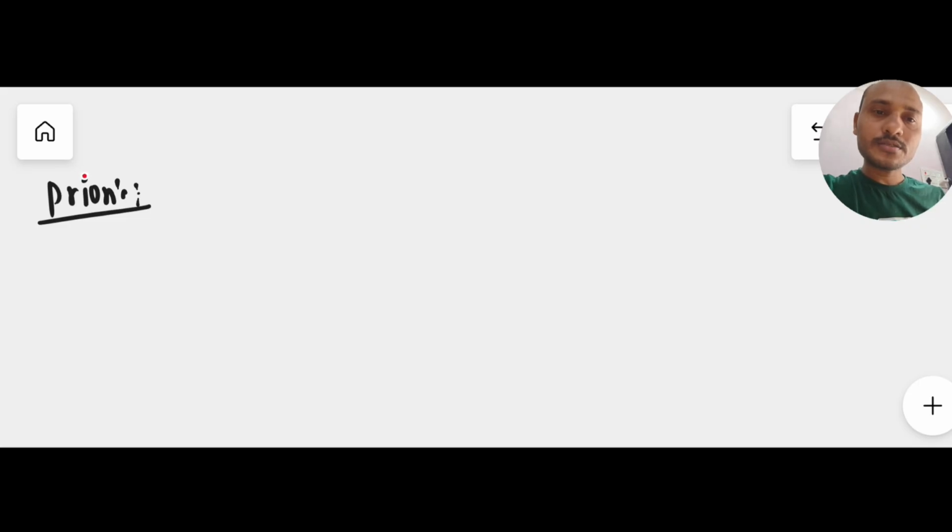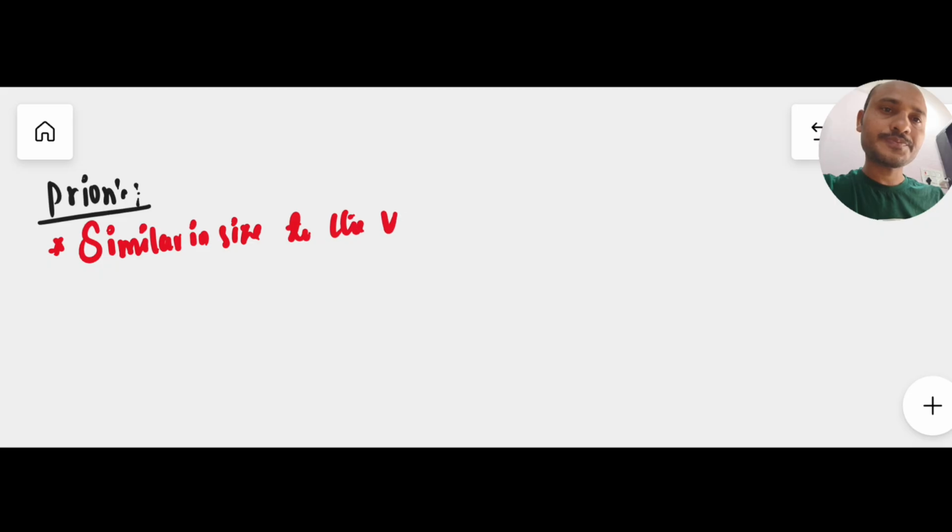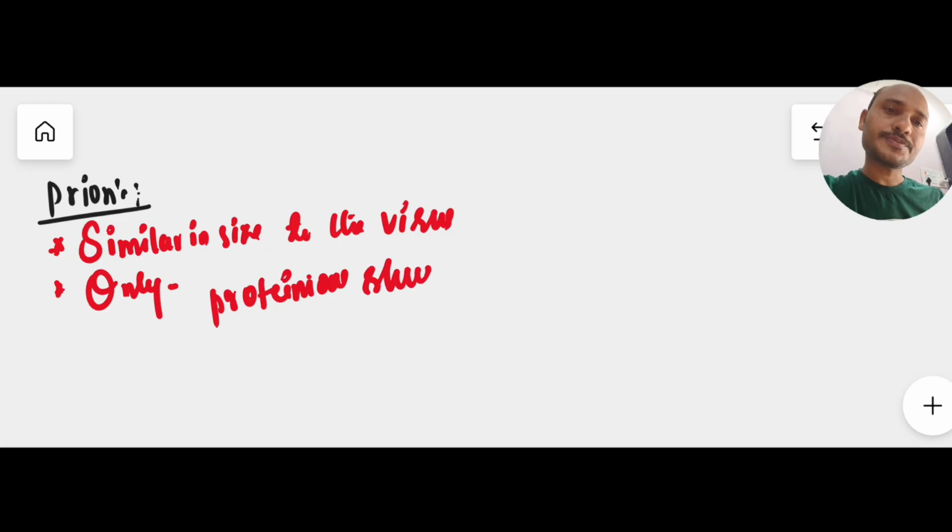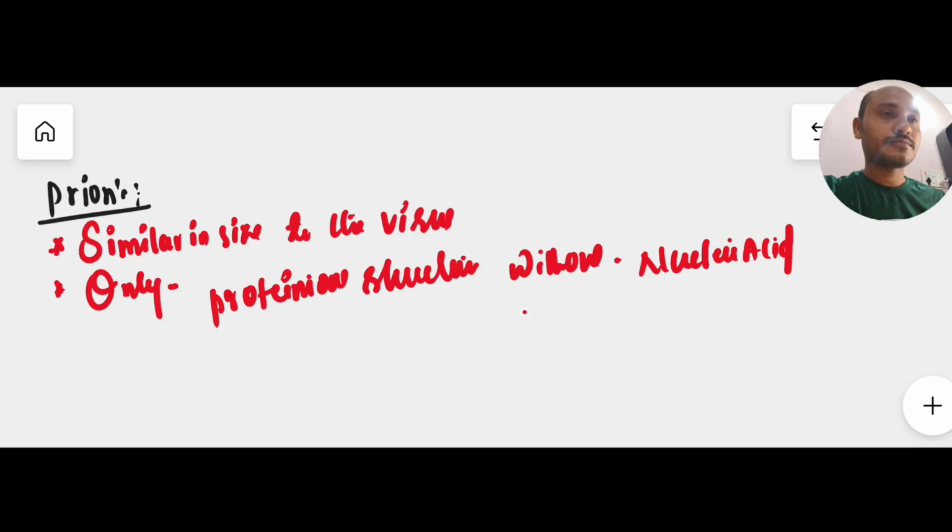Prions are similar in size to the virus, but viroids are smaller than the virus. Prions are made up of only proteinous structure without nucleic acids. In viroids, it is made up of only nucleic acid structure without protein.